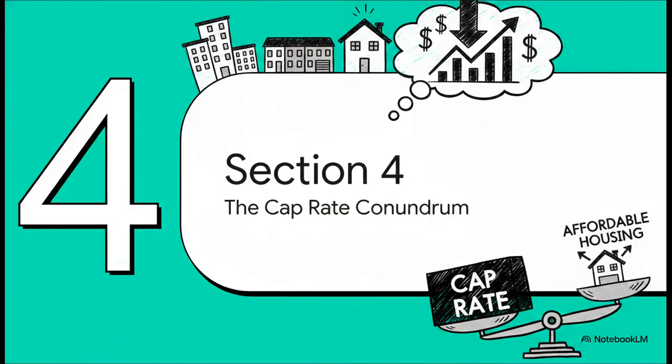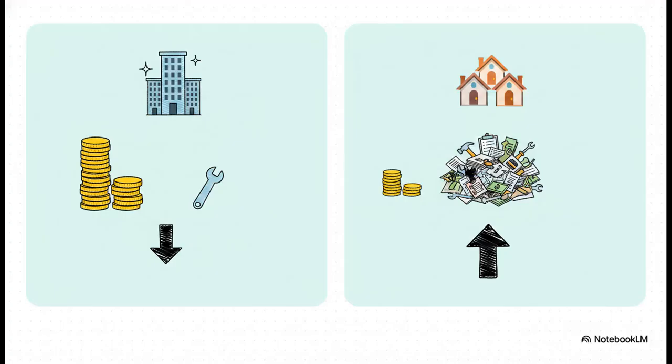Section 4. The cap rate conundrum. And here's where it gets really tough, because this brutal math specifically targets and punishes the affordable housing sector. Let's compare them side by side. According to data from Housing Forward Virginia and Valbridge Property Advisors, market-rate housing generates higher rental income with standard operating costs, which leads to lower, safer cap rates, say around 5.5% in Richmond.